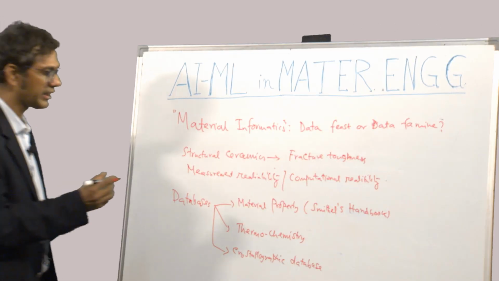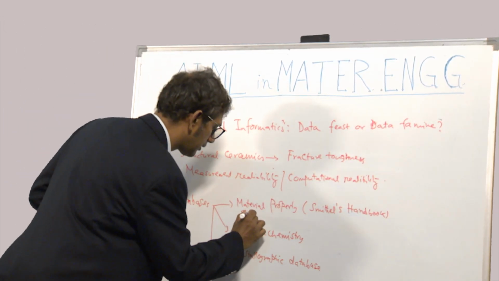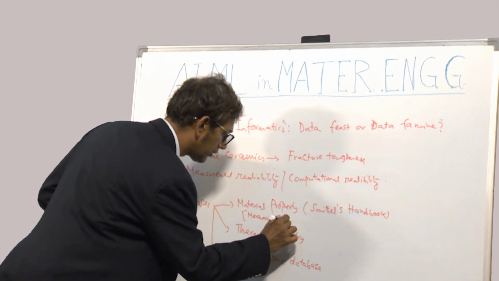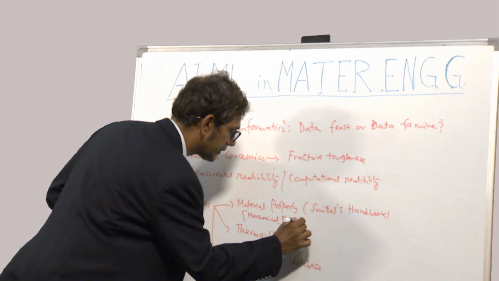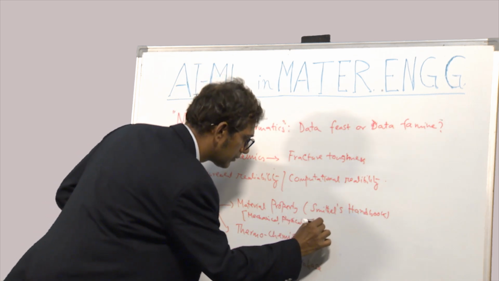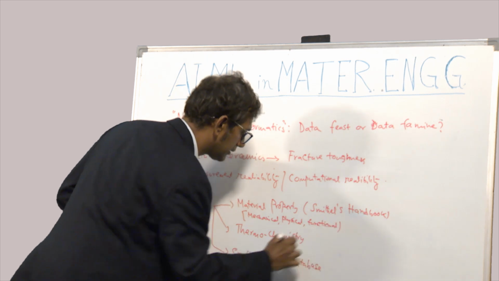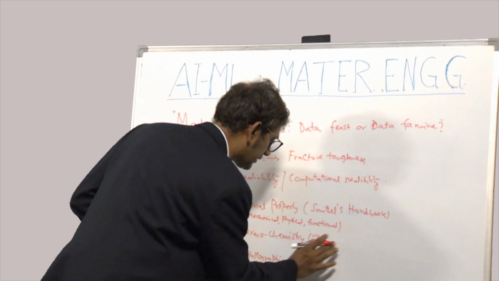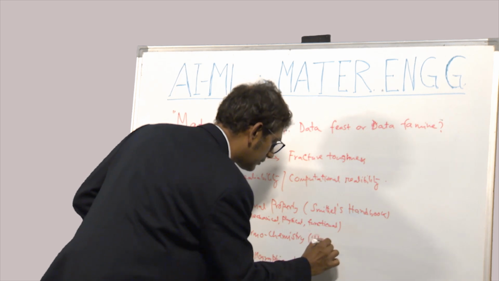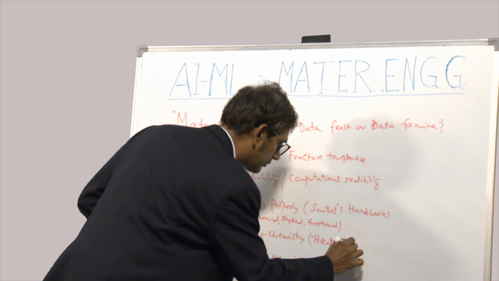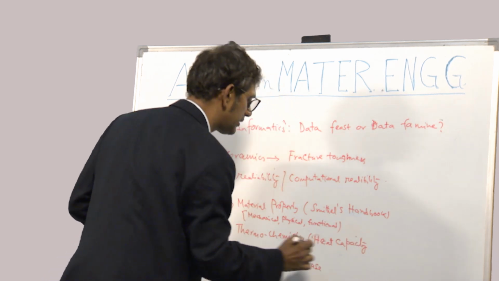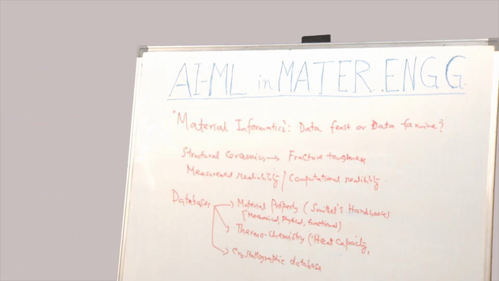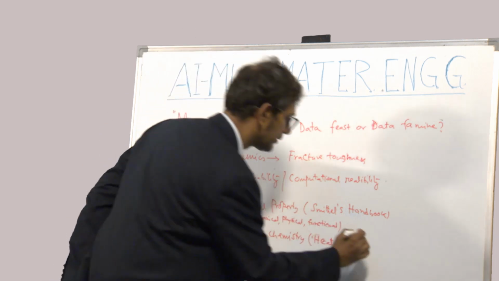Property, you understand, mechanical or physical, like density or something, or functional, like thermal conductivity. Thermochemistry means thermodynamics databases. They include heat capacity, and what else it can be? Heat capacity is one important, and calorimetric, right.